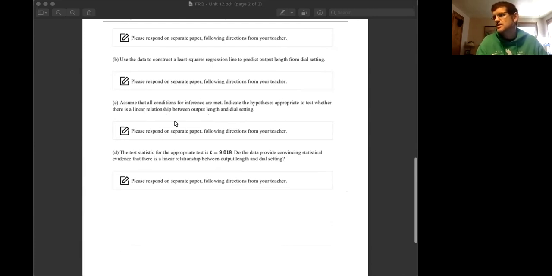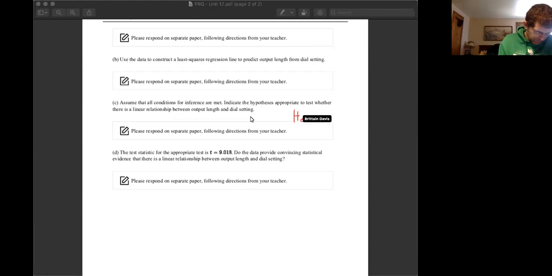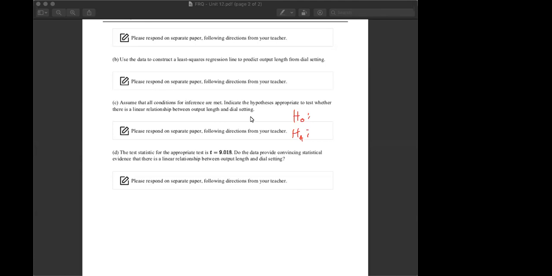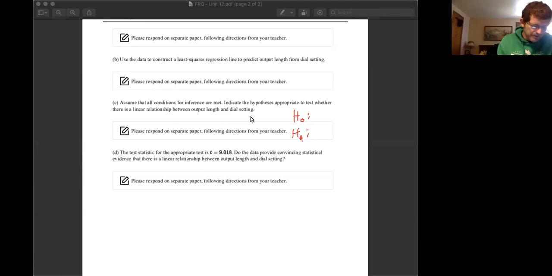So for part C, assume that all conditions for inference are met, indicate the hypotheses appropriate to test whether there's a linear relationship. So just in general, what are the hypotheses we use for linear regression? Maybe just start with the null. The slope is 0. All right. And specifically the population slope, so I'll put beta is 0.